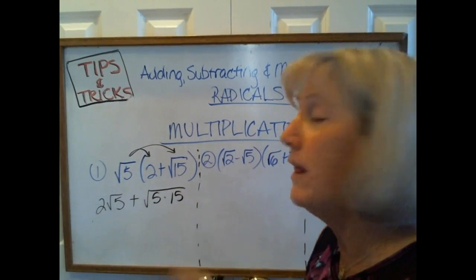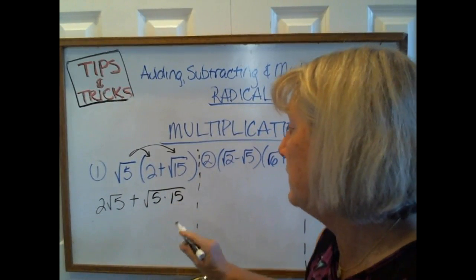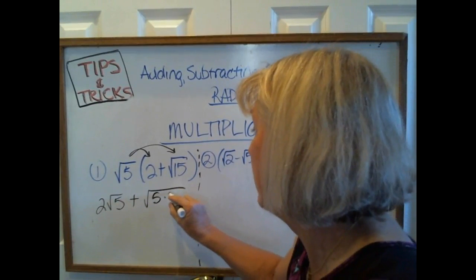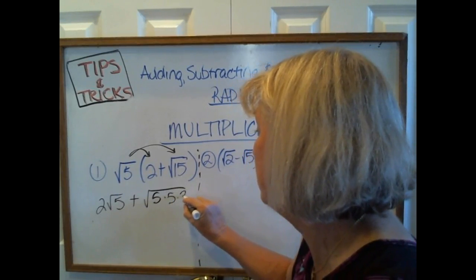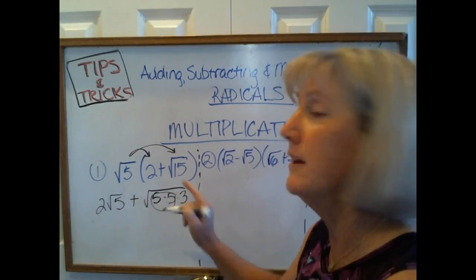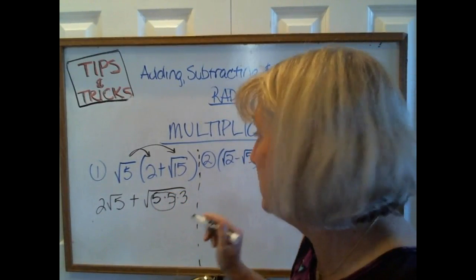Now we have to see, well, can we simplify this? Well, we know that 15 is 5 times 3. So just to save room here, I'm going to write this as 5 times 3. And hopefully at this point you notice, oh, look, there's a pair of 5s. They can escape from jail.